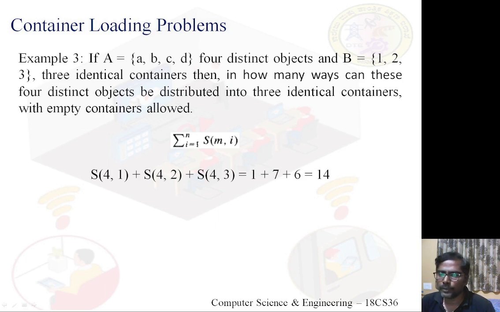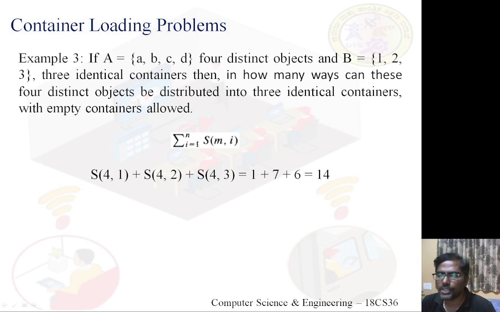So, what may be the solution? See, the first case is that let me distribute all 4 distinct objects into one container. That is nothing but S of 4, 1. I mean, S of 4, 1, there are two identical containers left empty.